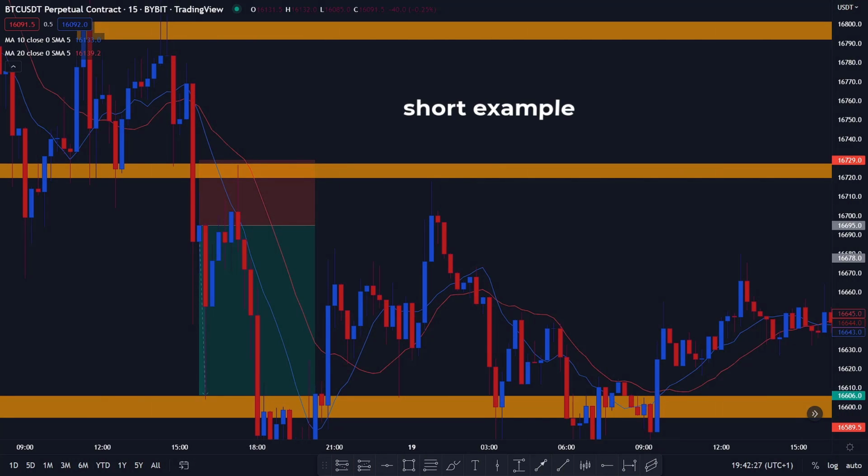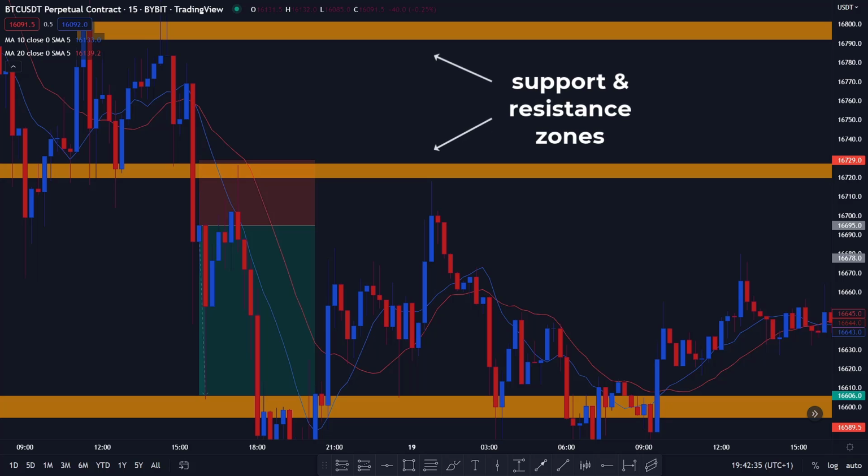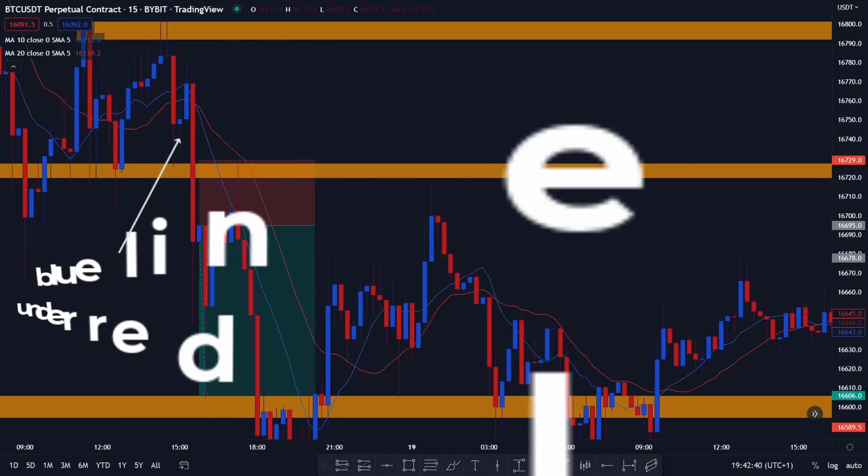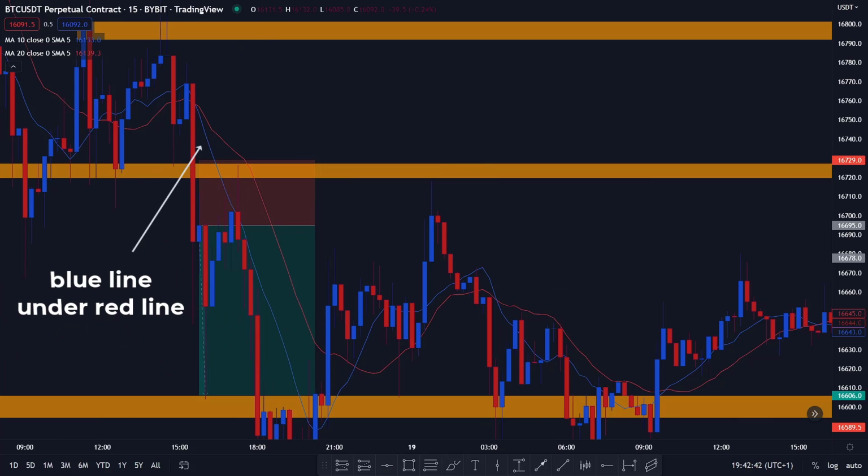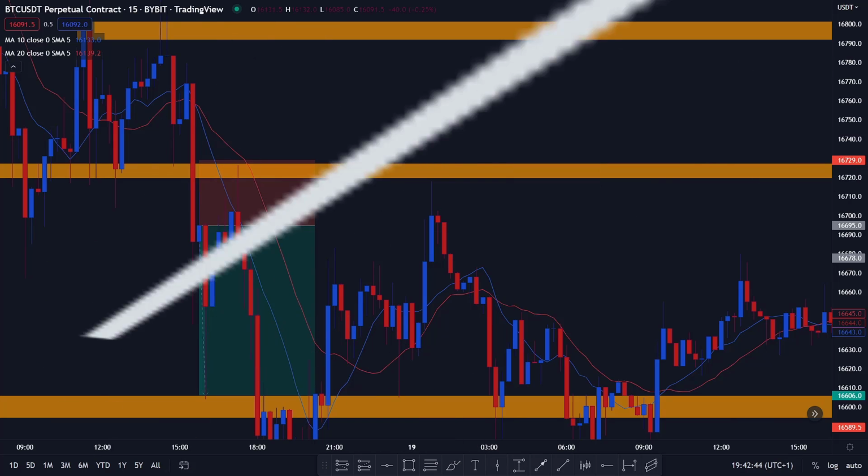In the next example, we will study a short position. The steps are the same as for a long position, but in reverse. First, we draw one or more resistance zones at levels nearby current price. After establishing our zones, we wait for the blue line to cross the red line in a downwards movement. We then look for a red candle to close below the blue line.